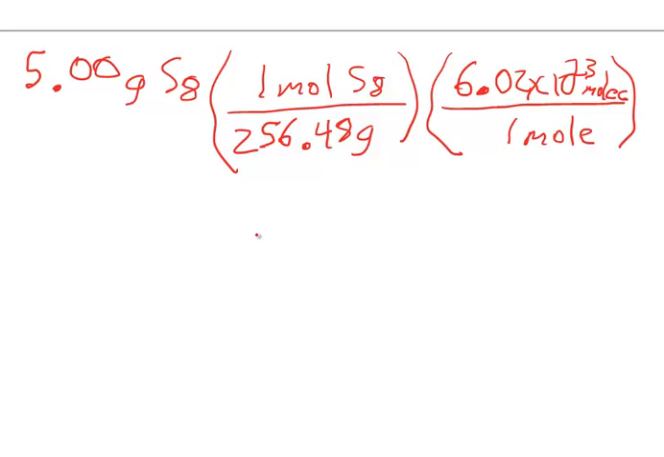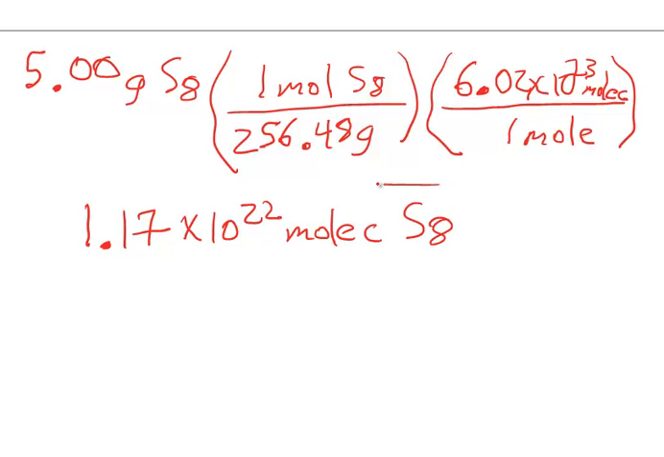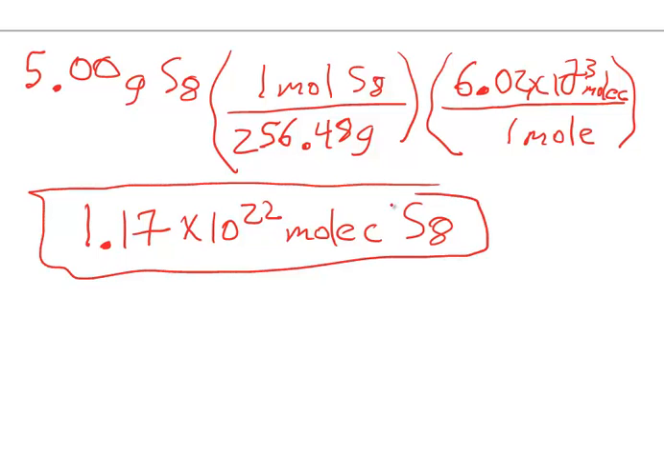So I take 5.00, divide by 256.48, and then multiply that answer by 6.02 times 10 to the 23rd, giving me 1.17 times 10 to the 22nd molecules of S8. So that's 9A here.